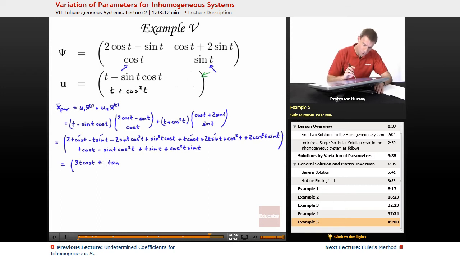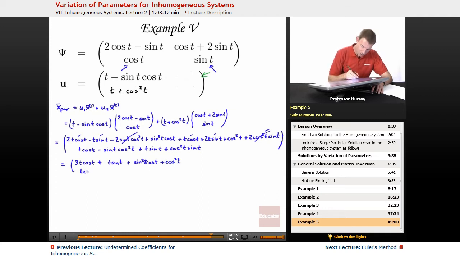Minus t plus 2t, so just plus t after all that simplifies. Now, minus 2 sine t cosine squared t, and plus 2 cosine squared t sine t. So those two terms just cancel each other out. That's really nice. And then I see I've got two other terms here, plus a sine squared t cosine t, cosine t plus cosine cubed t.